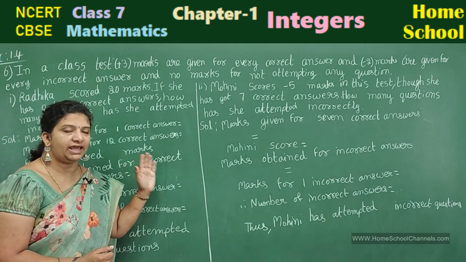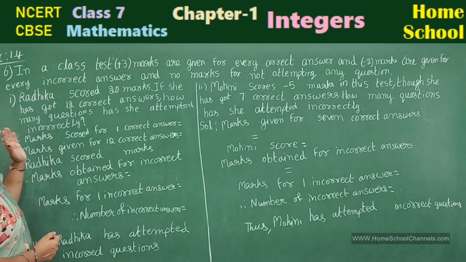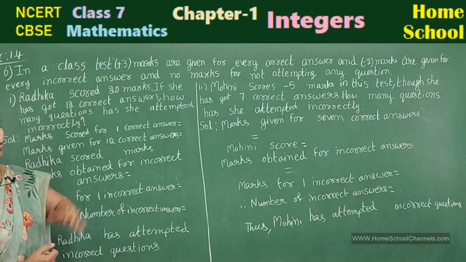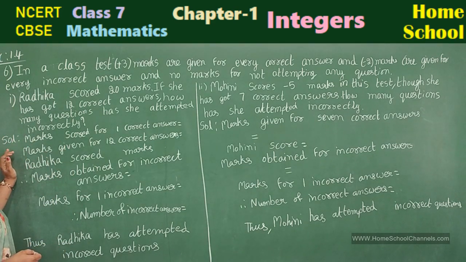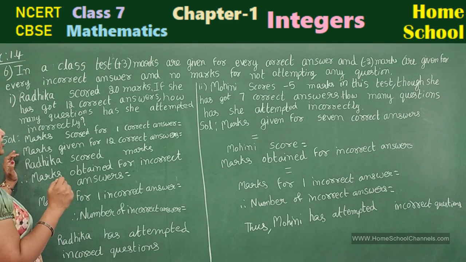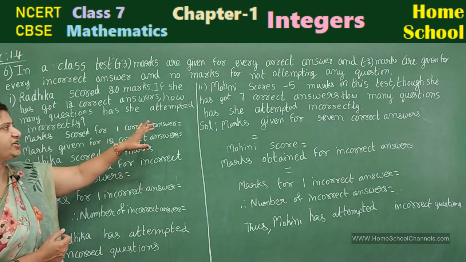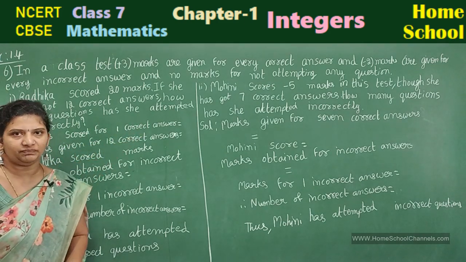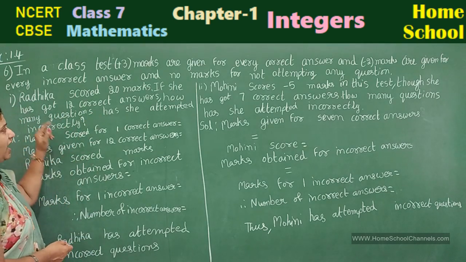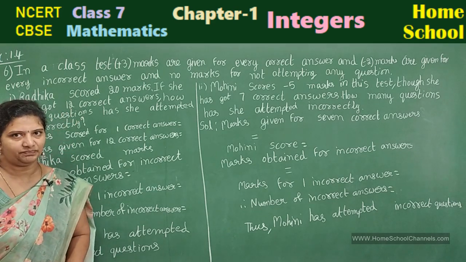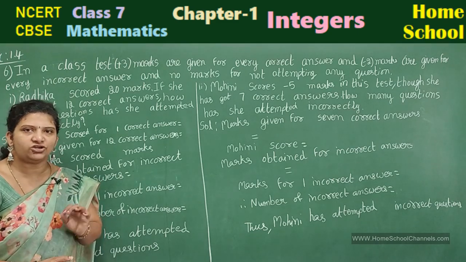In this question, there are 2 sub-questions regarding 2 persons. Who are those here? Here it is Radhika and Mohini. First one among this question, Radhika scored 20 marks. If she has got 12 correct answers, how many questions has she attempted incorrectly? Radhika's score is 20 marks. In that, she has done 12 questions correctly. Okay. Then how many she has attempted incorrectly is your question.